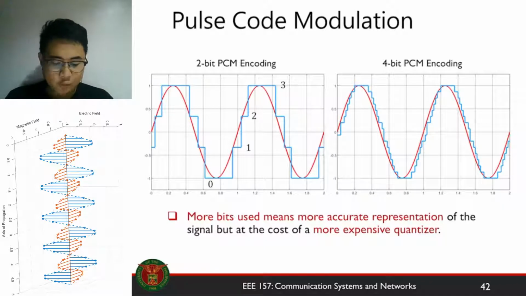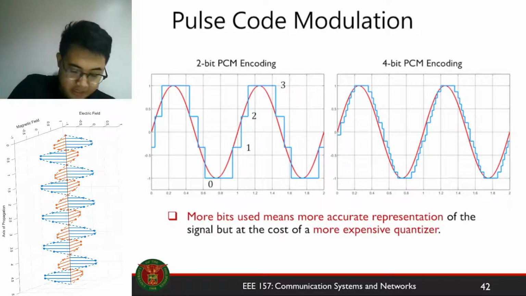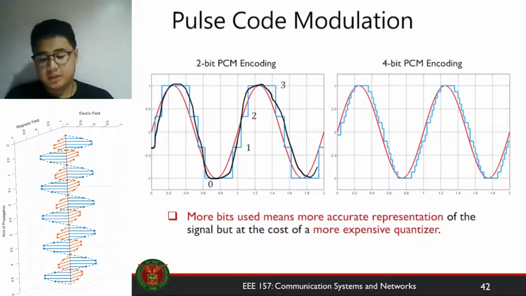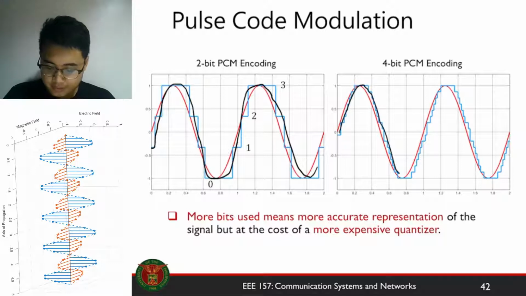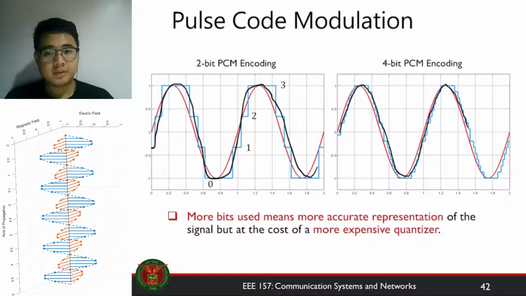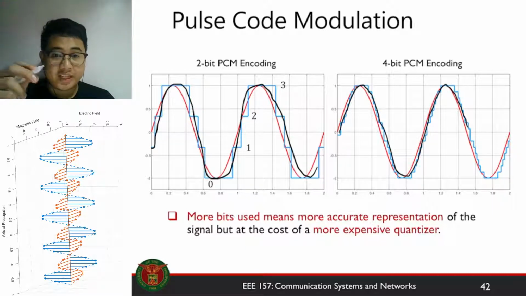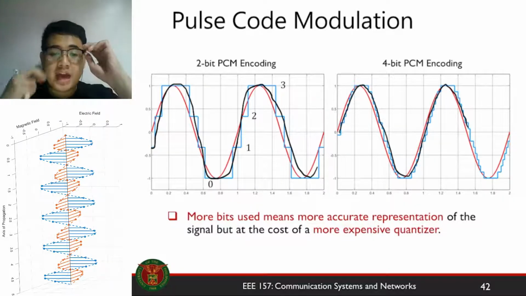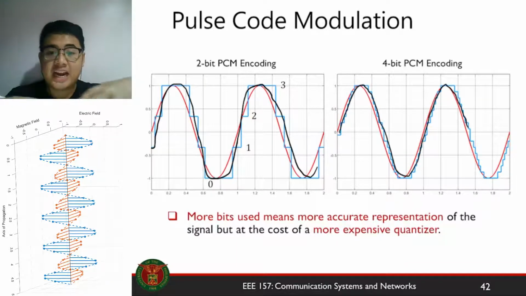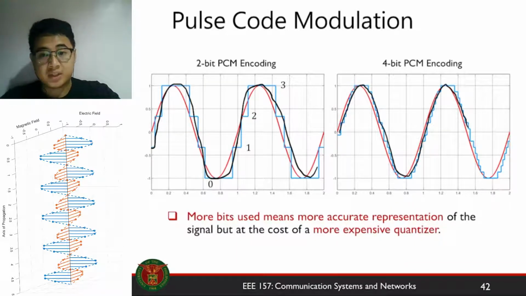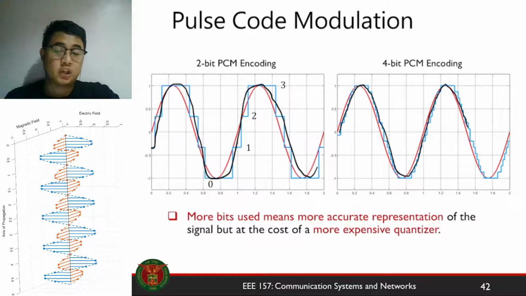Okay, so if you have a 2-bit PCM encoding, you can recreate your digital signal in the digital domain right here. As you can see, there's a large error, but if we use more bits, we have a smoother signal right here. If you use 16, maybe even 32 bits, you won't see the difference between these two signals anymore. So if you have more bits, you can use a more accurate representation, but a more expensive quantizer is needed because you need to have a greater number of bits.